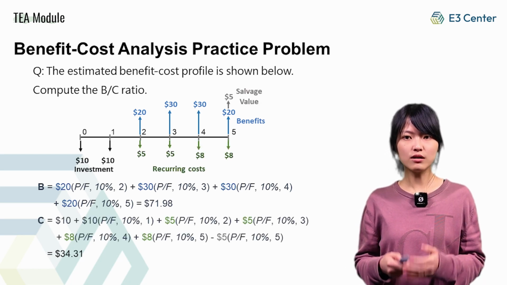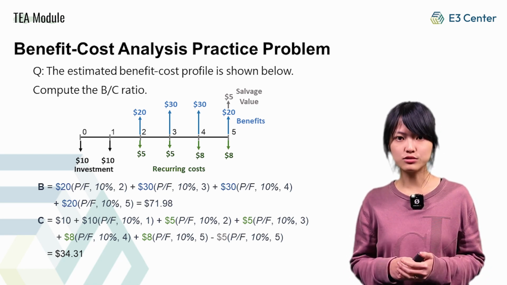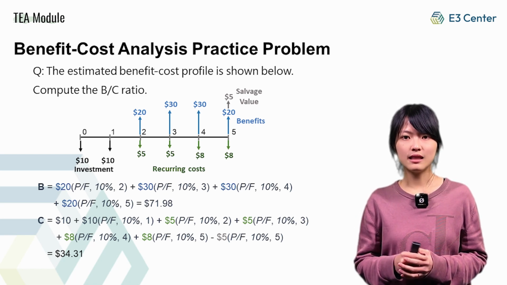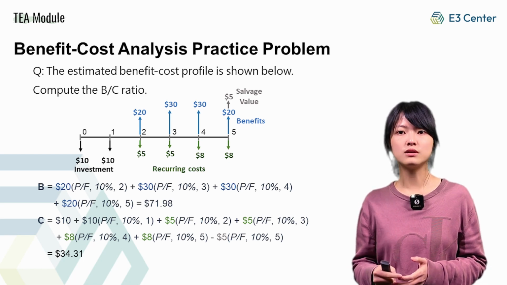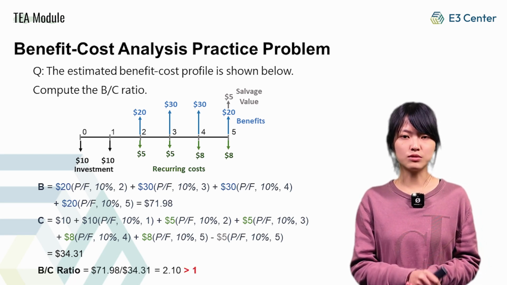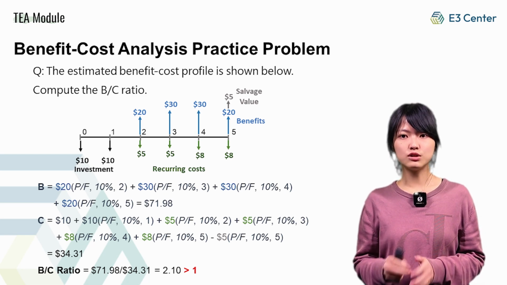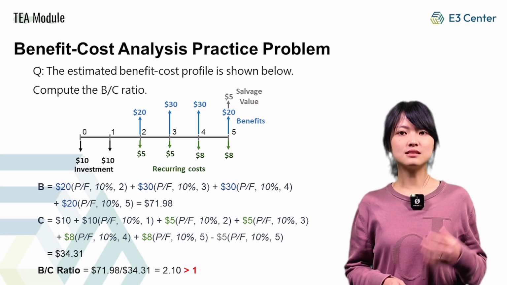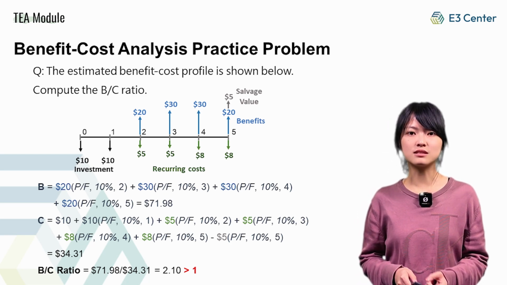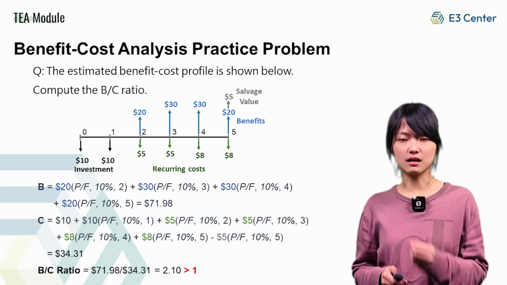And next, we calculate the total cost, which includes the initial investment and the recurring cost, all discounted to their present value, and then sum them up, which will give you around $34. Finally, we calculate the BC ratio by dividing the total benefit by the total cost, which is 2.1. Since the BC ratio is greater than 1, the project is considered economically viable as the benefit exceeds the cost.